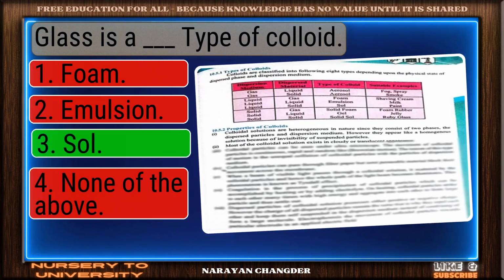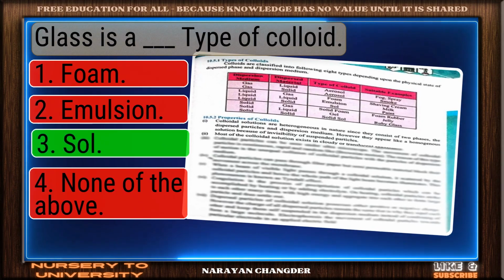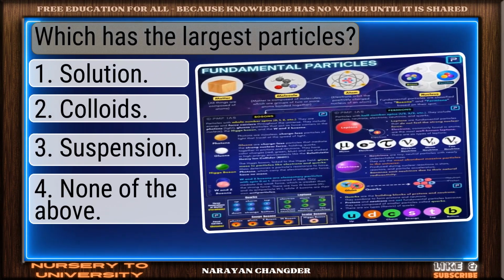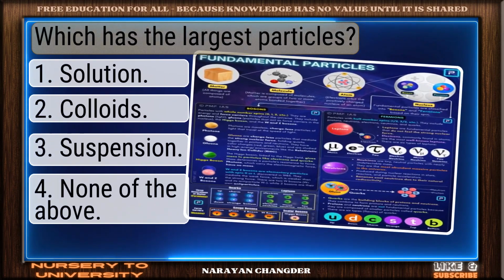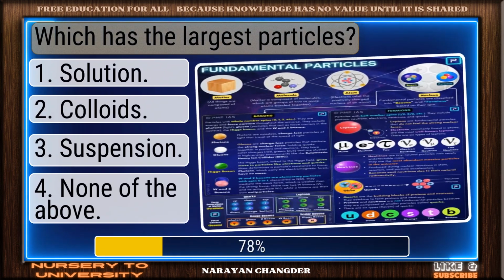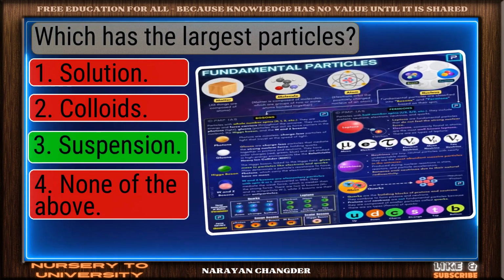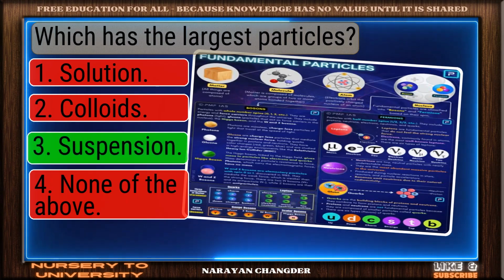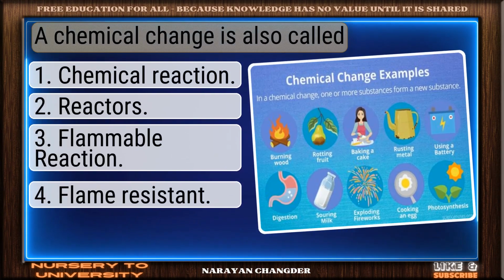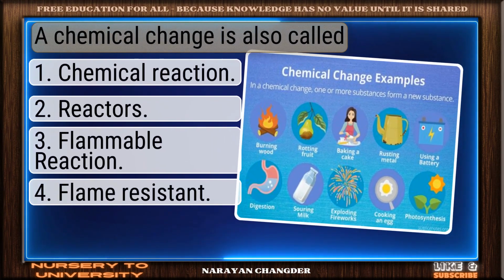Good job. Your answer sol works well here. Question number 256. Which has the largest particles? Well reasoned. Suspension is the correct choice. Question number 257. A chemical change is also called.